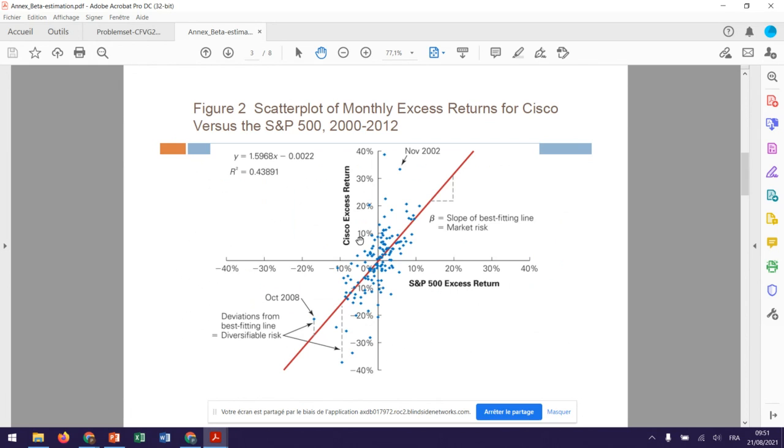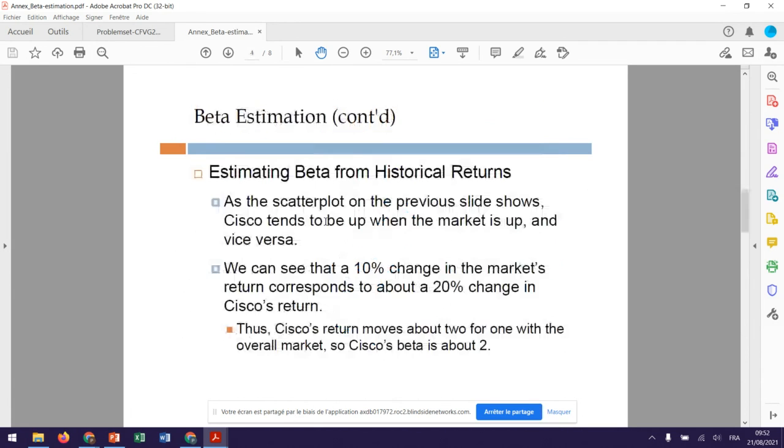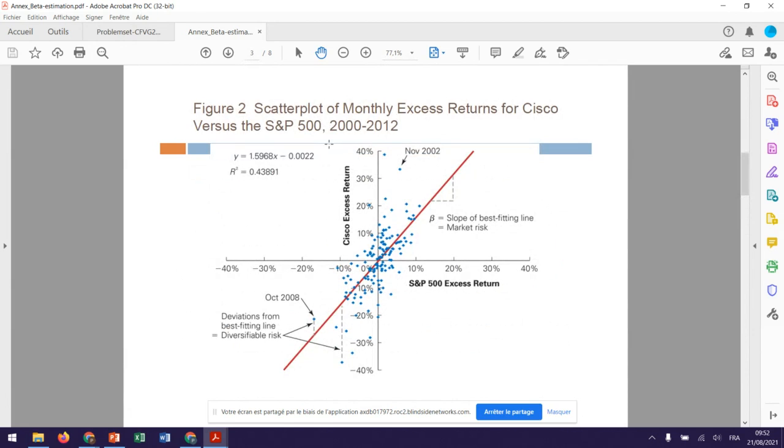You can plot the graph where you use the S&P excess return. You understand what excess return means, right? ERM minus RF, and then you have RI minus RF. You can plot a linear line and get the slope of this line, and the slope should represent the beta, which is the best-fitting line that represents the market risk. So you take the equation of RI equal to RF plus beta times (ERM minus RF), right? Everybody follow me?